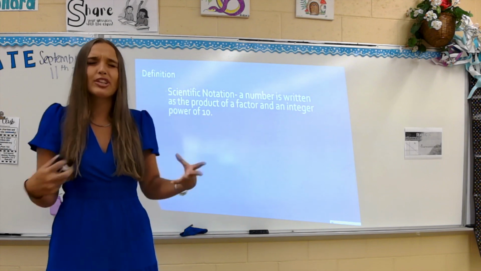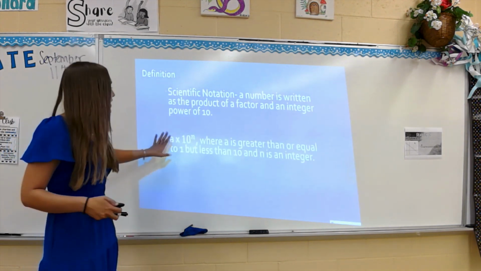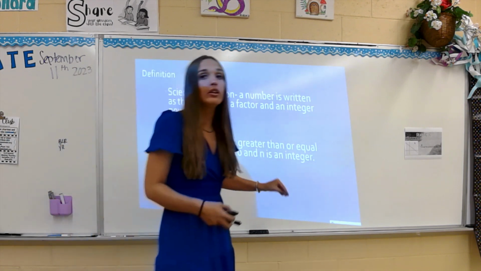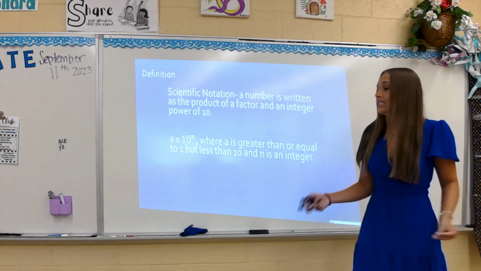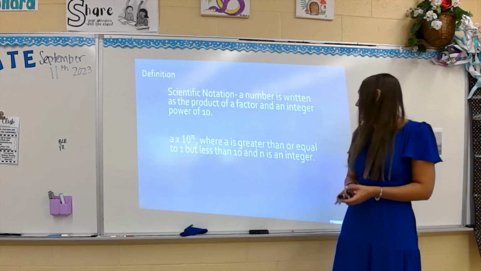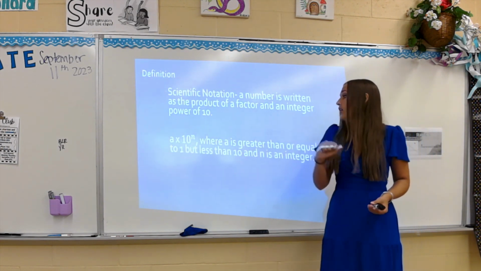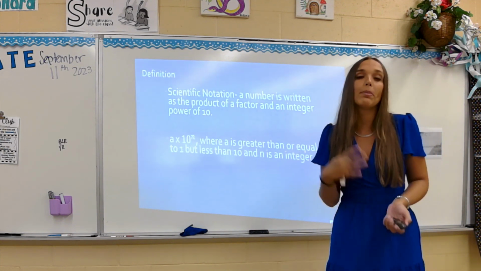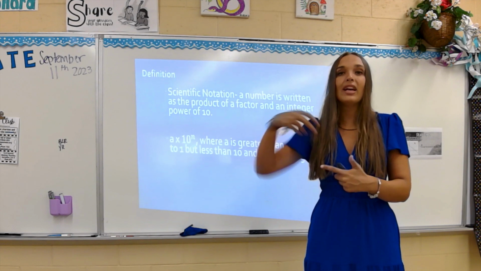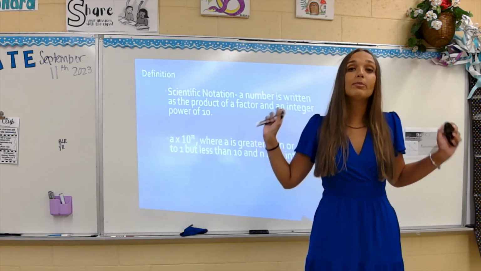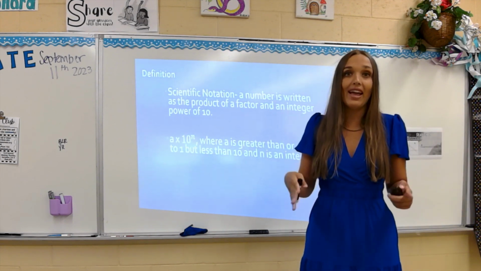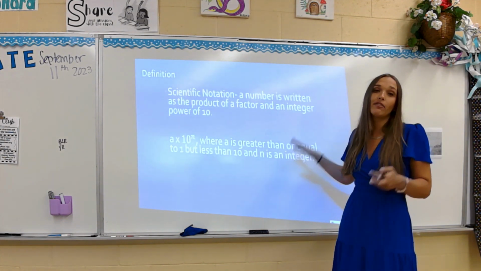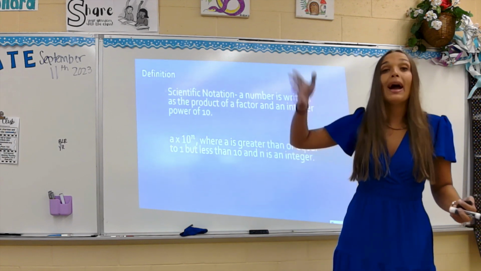Let's take a look at what that really looks like. So that's going to look like a times 10 to the n power, where a has to be greater than or equal to 1 and less than 10. And that's going to be very important, because a lot of the times we're going to get problems where it's not in the proper format. We solved it, and it's less than 1, or it's greater than 10, and we're going to have to manipulate it to make sure it is in proper scientific notation. And our n has to be an integer, so that power could be a positive or a negative integer.